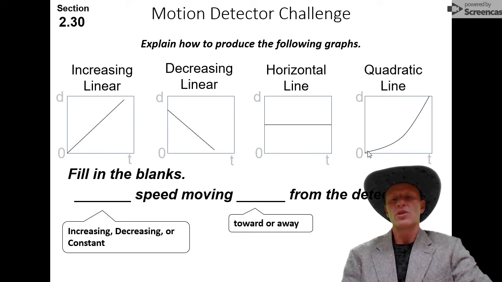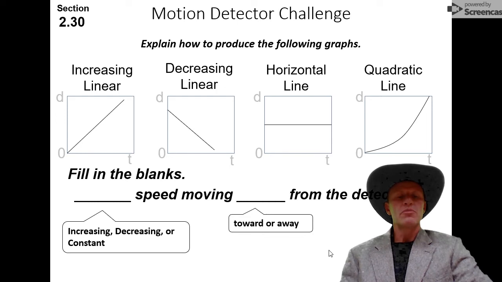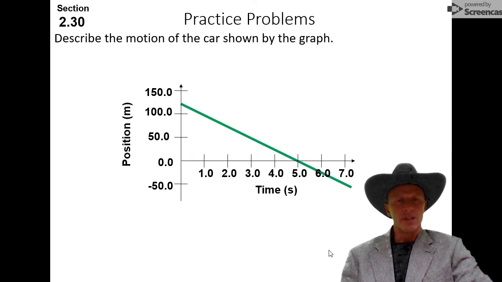So with this one, you want to start at a slow pace and increase your pace, and you'll produce this curve upward, or the quadratic line. So that is how we produce those lines. All right, so let's talk about these graphs a little bit.